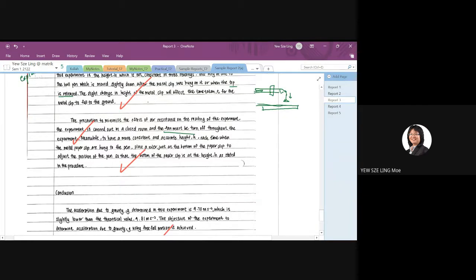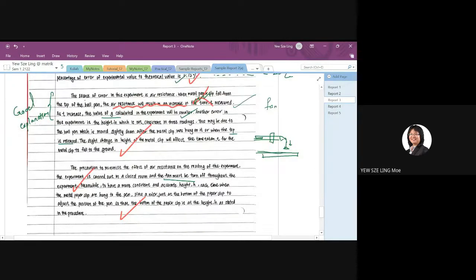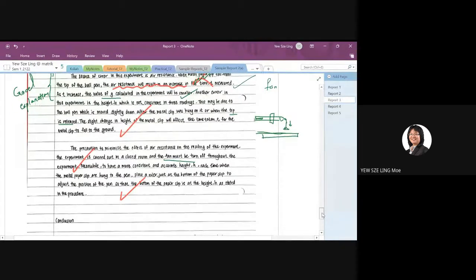So these are the types of discussion that I want. Not a one-sentence discussion. The error is random error, end of story, and the precaution we take is the average value. That is not a good error and good precaution. What you should do is like this one: you explain. This report has very good explanations here.